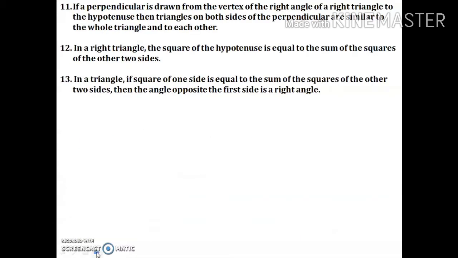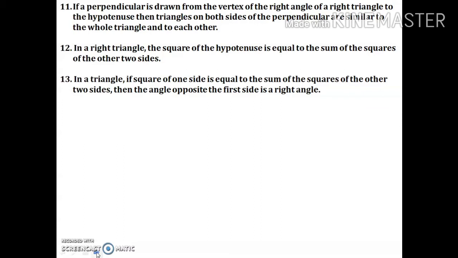If a perpendicular is drawn from the vertex of the right angle of a right triangle to the hypotenuse, then triangles on both sides of the perpendicular are similar to the whole triangle and to each other. Students, this is a theorem for which you don't have a particular proof, but you use this statement in many proofs which you have learned in the exercise.